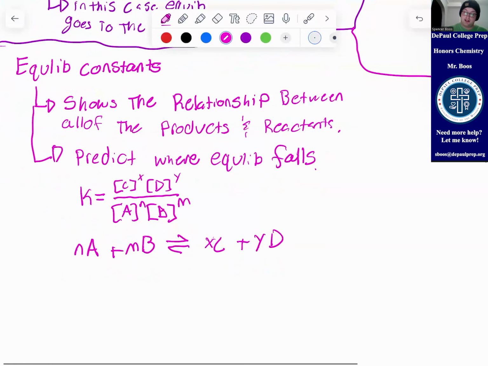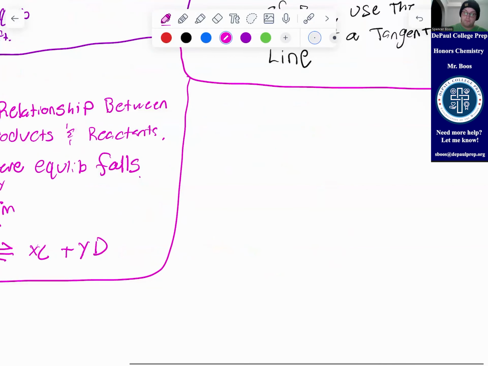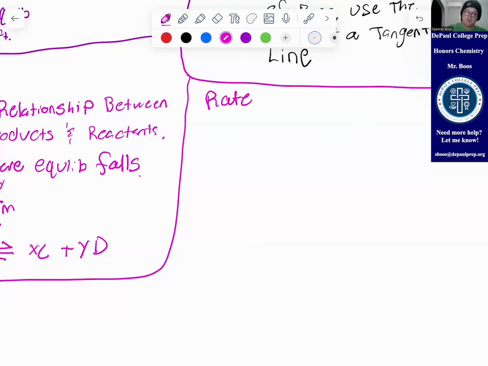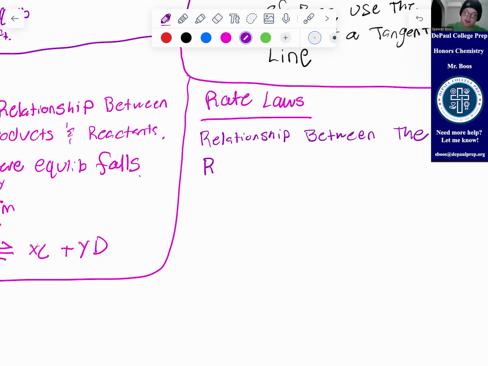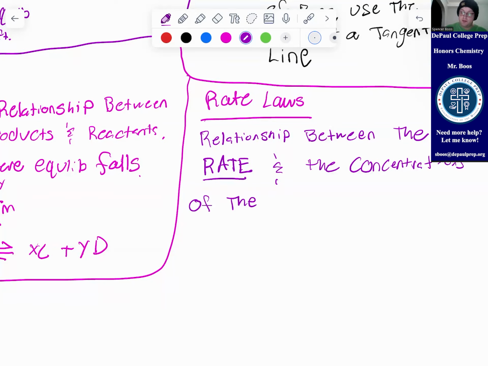Now, for rate laws, on the other hand, these show a relationship between the rate of a chemical equation and the concentrations of the reactants.